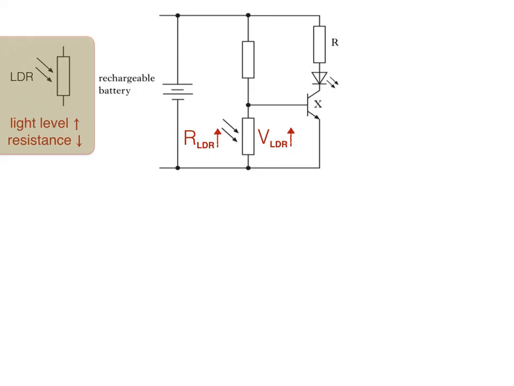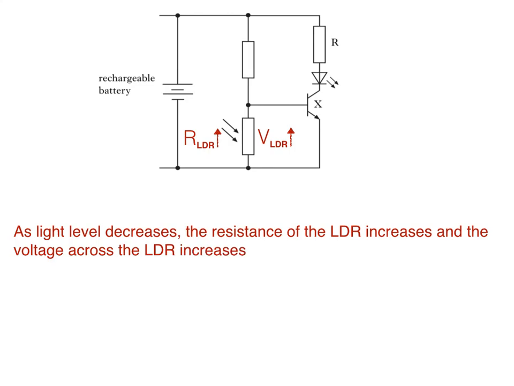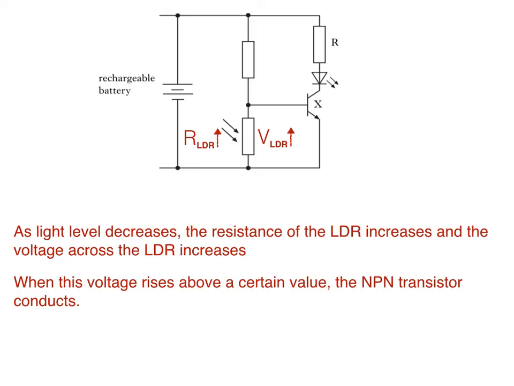So here's how the circuit operates. As light level decreases, the resistance of the LDR increases, and the voltage across the LDR increases. It's really important that we mention the resistance of the LDR and the voltage across the LDR here, and don't just say the resistance and the voltage. So, when this voltage rises above a certain value, the NPN transistor conducts. And finally, the LED then lights. And that's us. As I said before, the NPN transistor acts like a voltage operated switch, just like a MOSFET.